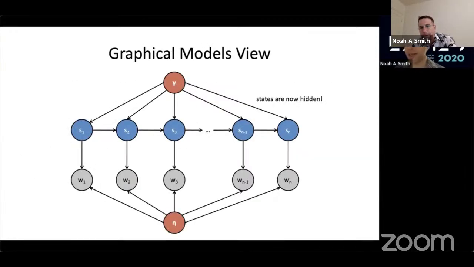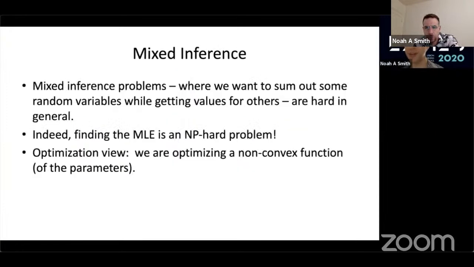Key here is that you have red and you have blue. Easy test: I see red, I see blue, and that means we're doing mixed inference. We want to sum out some random variables, the blue ones, and we want to pick values for the others, the red ones. And this, in general, is a very hard thing to do. Finding the maximum likelihood estimate when you have latent, hidden variables is an NP-hard problem. There's also an optimization way to talk about this, which, if you started studying deep learning, will be familiar. Solving this problem involves optimizing a function that is not convex in the parameters. So unlike the supervised case, where there was a closed form solution that was provably the global optimum of a convex function, we're in a totally different territory now.